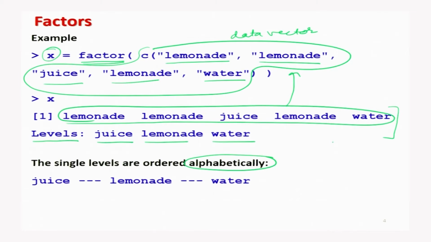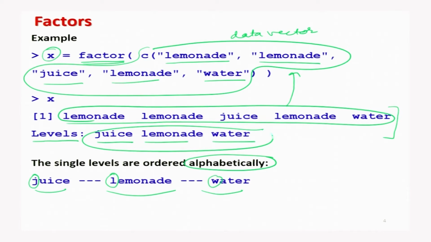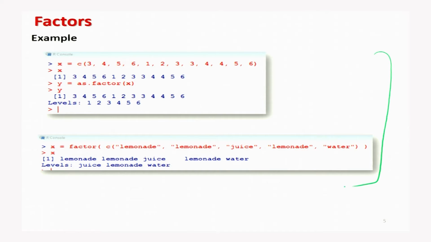Alphabetically means first the word whose alphabet comes earlier will appear, and after this the next alphabet that appears in the list of alphabets, and so on. So, you can see here you have three words: juice, lemonade and water. J comes first, then L, then W, in the sequence A, B, C, D up to Z. So, juice comes at the first position, then lemonade and then water. So, these labels have been arranged in alphabetical order, right. This is an application of factor, and this is the screenshot of the same operation.